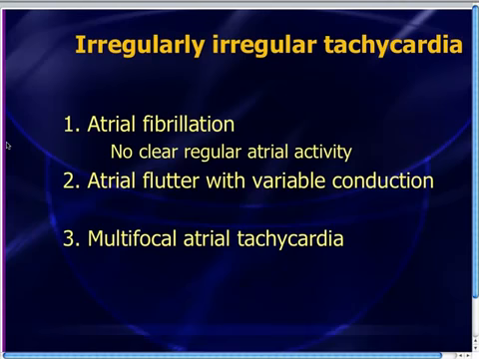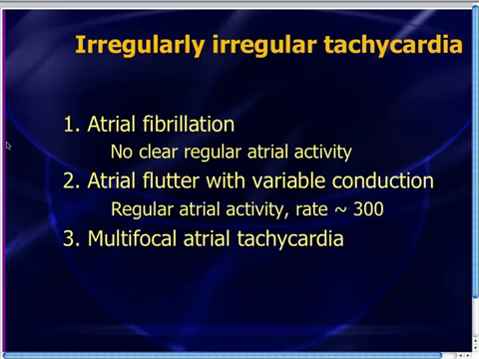Okay, what's the next possibility? A flutter with variable conduction. You're accustomed to seeing A flutter with 2-to-1 conduction, and so normally A flutter is regular, but atrial flutter can sometimes have variable conduction, and what that means is that in some parts of the EKG it can be 2-to-1, in some parts it's 3-to-1, in some parts it's 4-to-1, then it goes to 2-to-1, then 4-to-1, then 3-to-1. It's all over the map. And so when atrial flutter has variable conduction, the overall ventricular response can be irregularly irregular. So A flutter can be irregularly irregular.